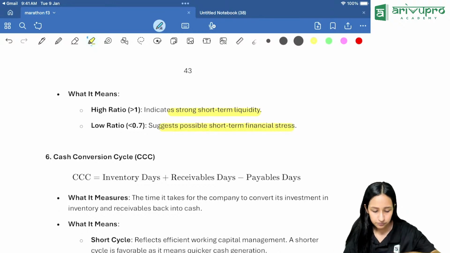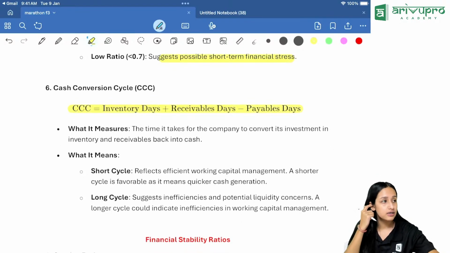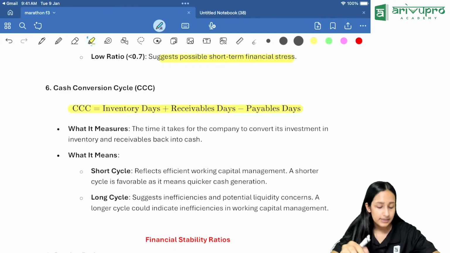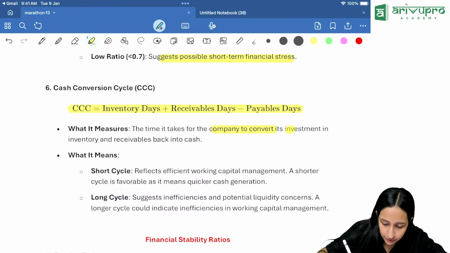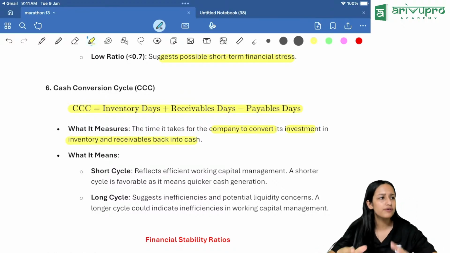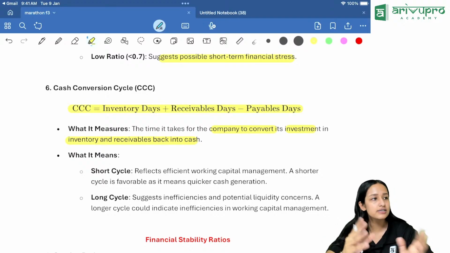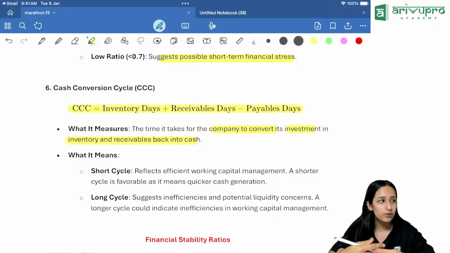Cash conversion days. This is the formula for cash conversion days: inventory days plus receivables minus payables. This is the time that it takes for the company to convert investments in inventory and receivables back into cash. So we have invested certain money in inventory. After we sell it, we are investing it in receivables. Finally, how much time does it take to get back the money? How much time?